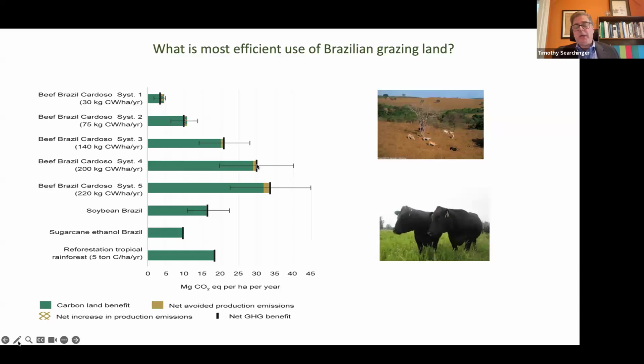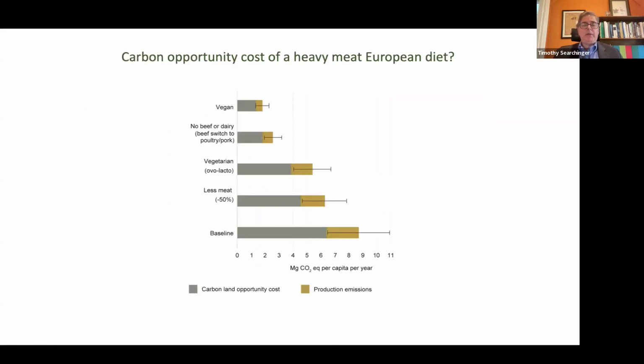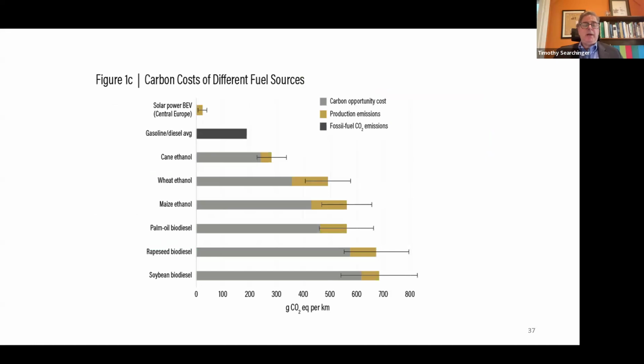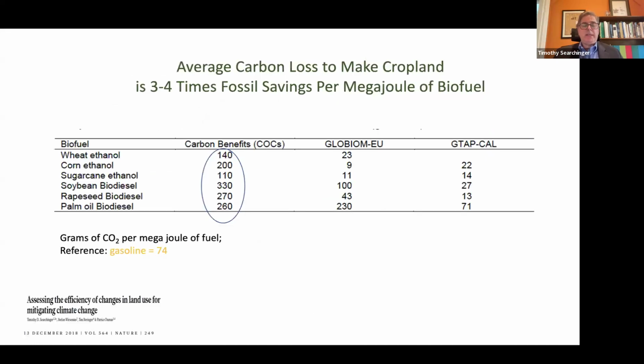Now, why is that? It's because that allows us to save that much carbon from converting more land to meet rising beef production in the world. So let me go back to biofuels. For biofuels, we did the analysis, and it turns out that even after accounting for byproducts and all these other things that biofuels produce, the greenhouse gas emissions from the land, the carbon opportunity costs, are 3 to 4 times the actual savings from avoiding gasoline. And this is before even counting the production emissions.